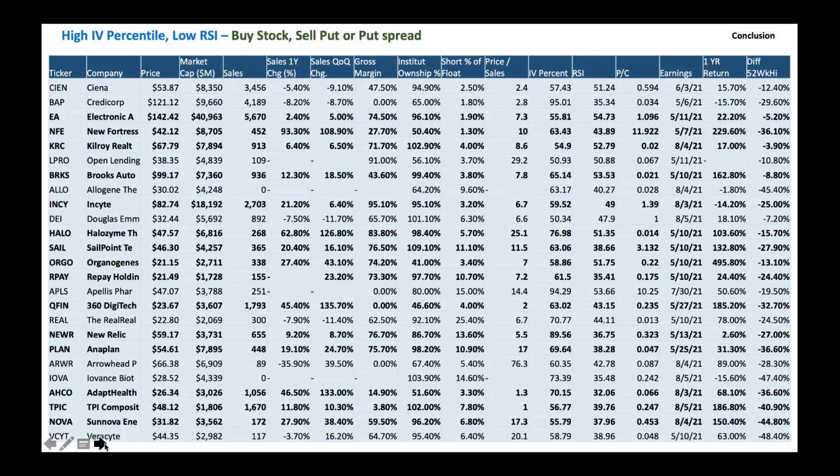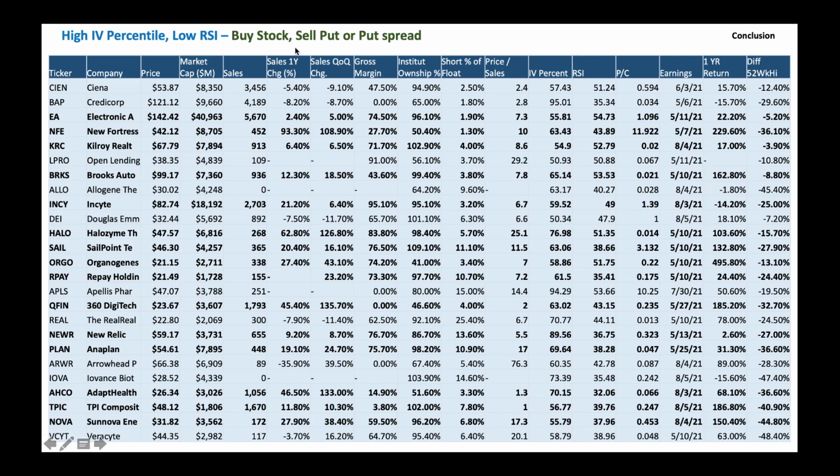And the third strategy is really high IV percentile and low RSI. This is when you buy the stock or sell put spread. Because IV percentile is high, as you scan through this, IV percentile is above 50 in all the cases. In some cases here, like Apellis Pharmaceuticals, it's 94. So the moment IV percentile is high, you're getting good premium for selling your put or put spread.